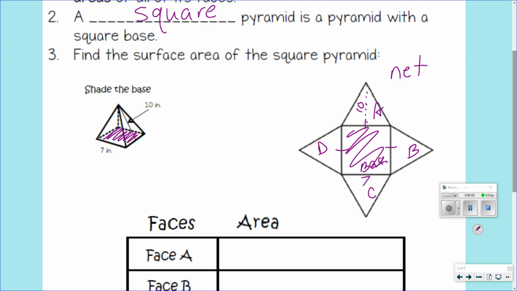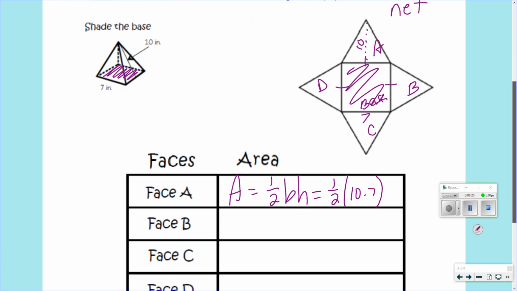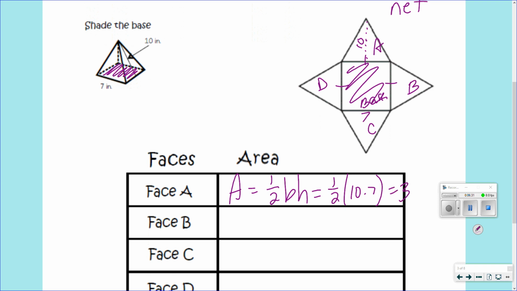Okay, so if it's A, area would be 1/2 base times height, correct? What are the base and the height of that triangle? 10 and 7. So 10 times 7 is 70, and half of 70 is 35. So I would do mine, like I said, up here, 35. And guess what? If A is 35, all of these are 35 because it was a square base.